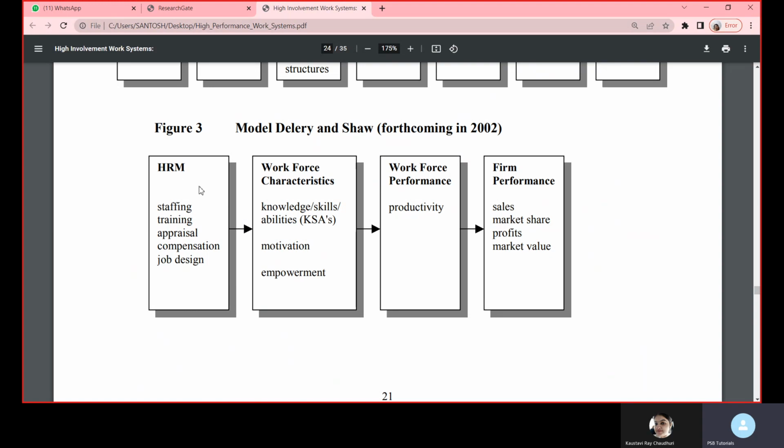So again, this is also a Delery model, where the integration has been shown: how the firm's performance, that is the sales, market share, profits or market value, is dependent on the workforce performance, which is actually dependent on the workforce characteristics. Now workforce characteristics are composed of the motivation part, the empowerment part, the knowledge part, all these things.